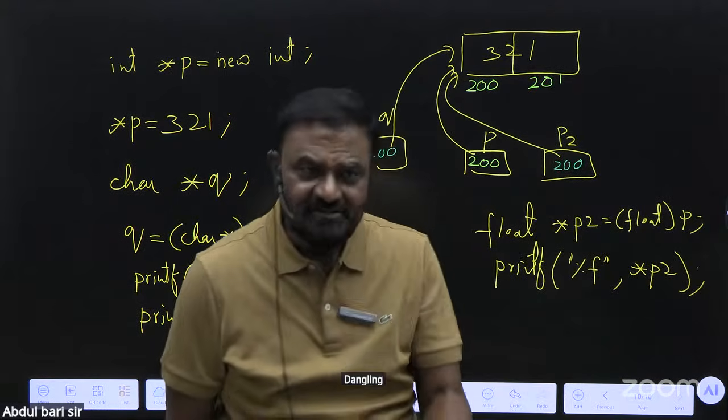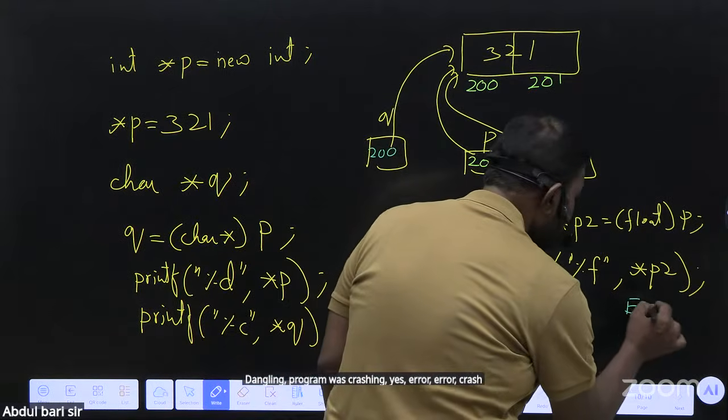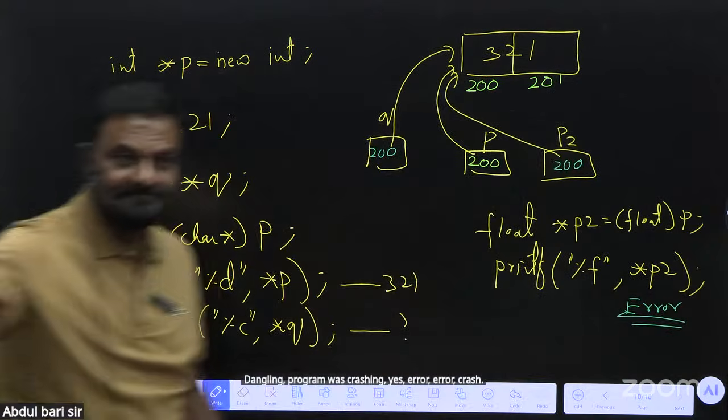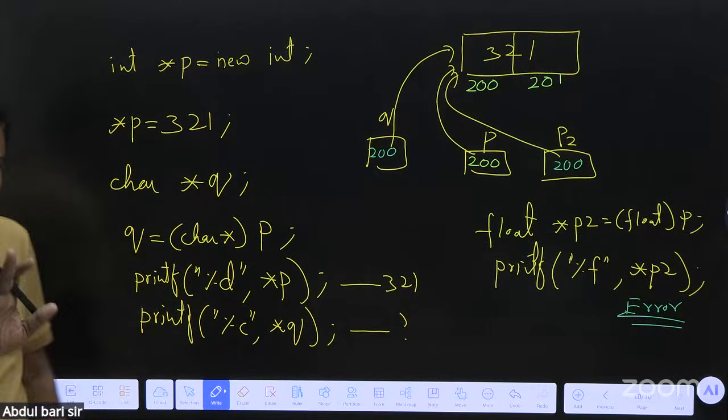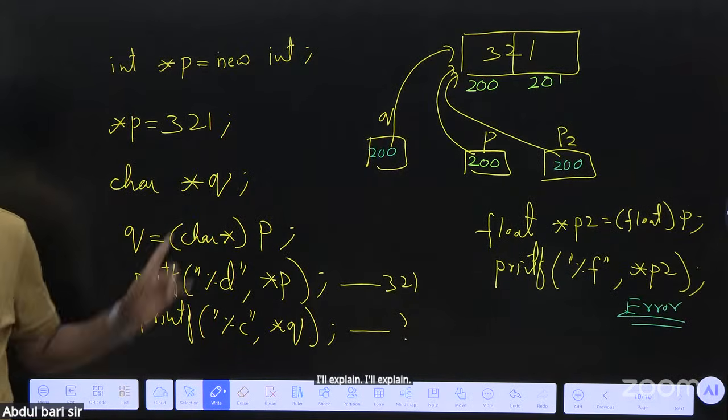Dangling, the program was crashing. Yes, error, crash. Okay. And then you have to check it. It will be printing a character, but which character you have to check. I'll explain. Understood till here?